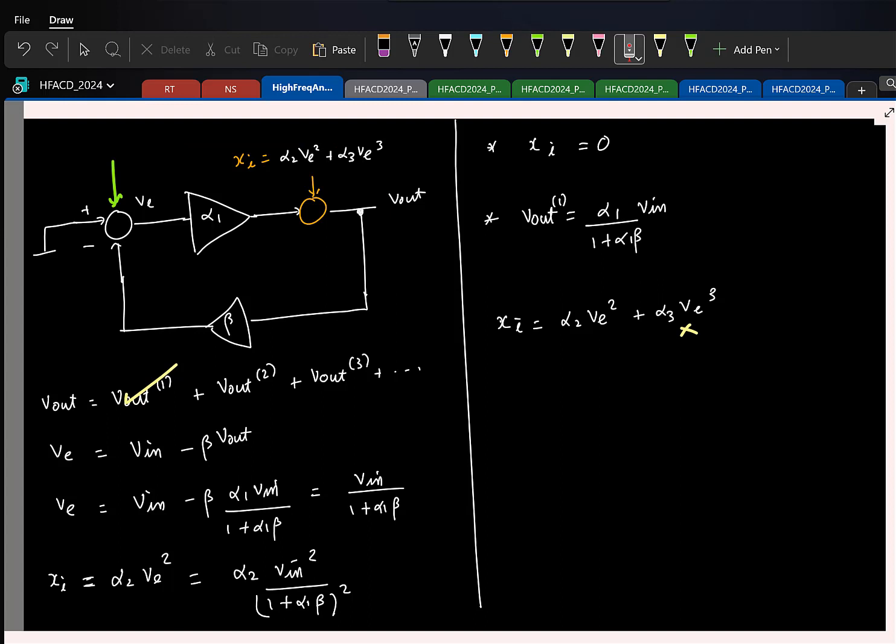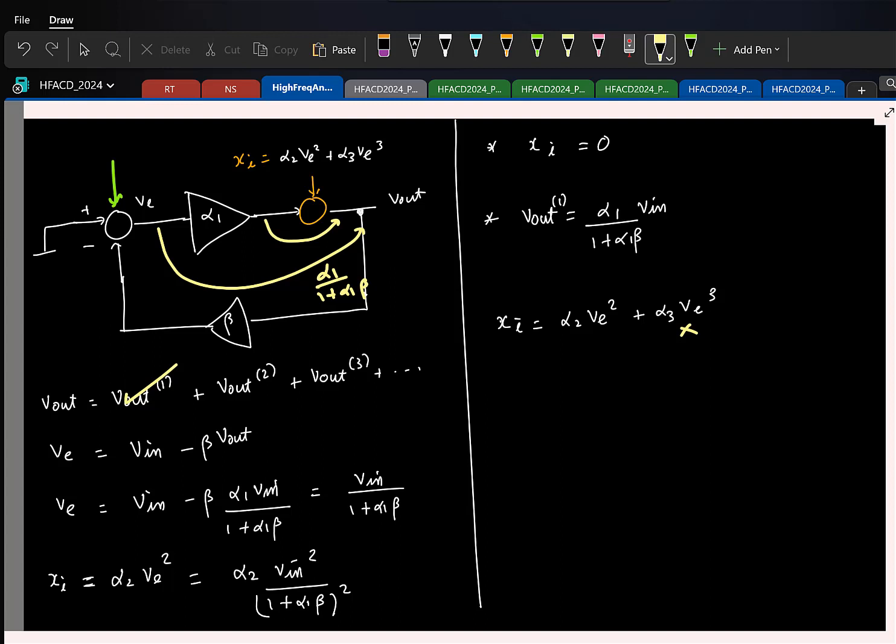Alpha 1 by 1 plus alpha 1 beta. Everyone knows, basically the transfer function from this point to the output is alpha 1 by 1 plus alpha 1 beta. Now I'm looking at the transfer function from here. What should I do? From here to the output, it's alpha 1 by 1 plus alpha 1 beta. From here to here, what should it be?